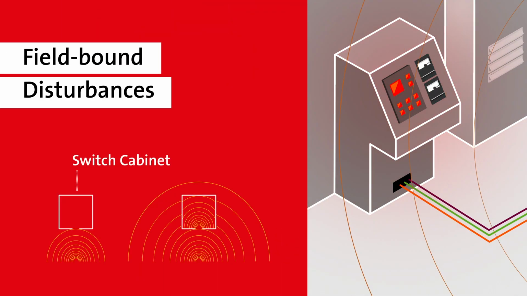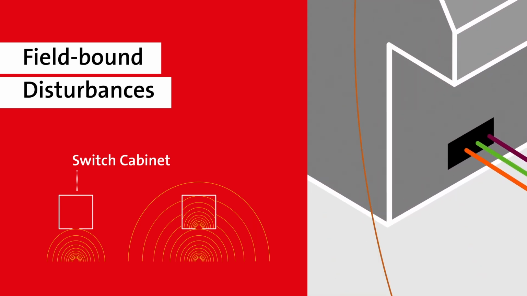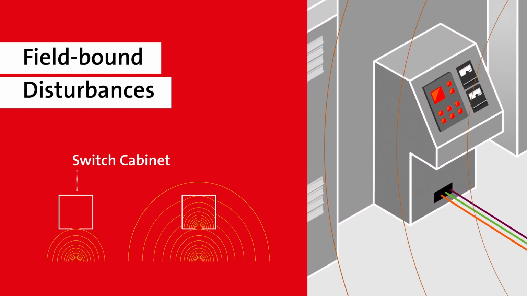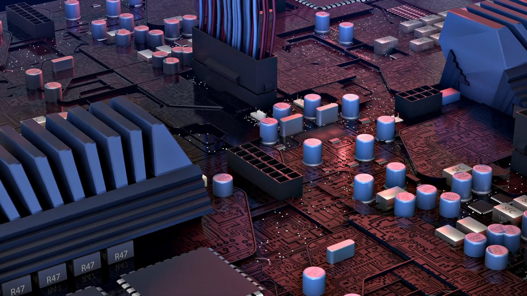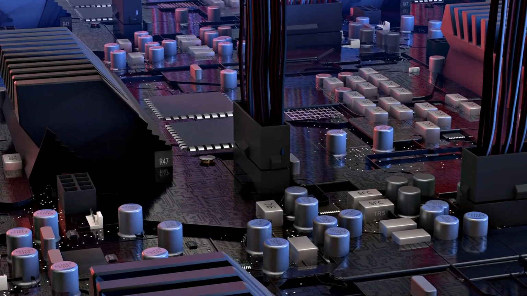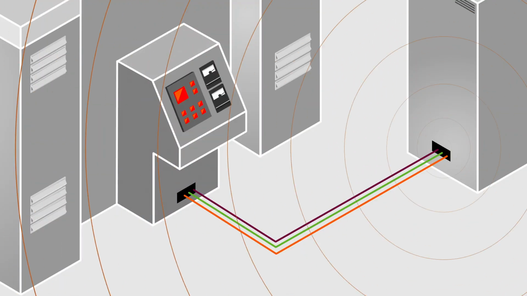These field-bound disturbances flow into the interior of the machine control, also by way of the cables routed into the control panel. Inside the machine, they have an impact on printed circuit boards, which absorb the field-bound disturbances like an antenna. Since the absorbed currents are partially interpreted as signals, they can cause malfunctions.